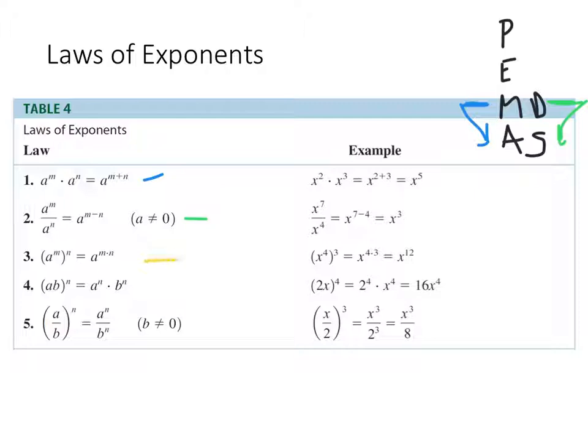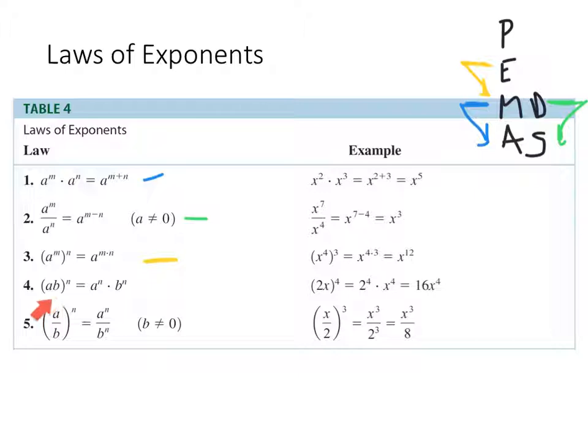Let's throw in some yellow here. If you have a power raised to a power, so you have exponents on an exponent, you will end up multiplying. And so a to the m to the n power, a power raised to a power, you multiply. Order of operations is a great way of remembering these.